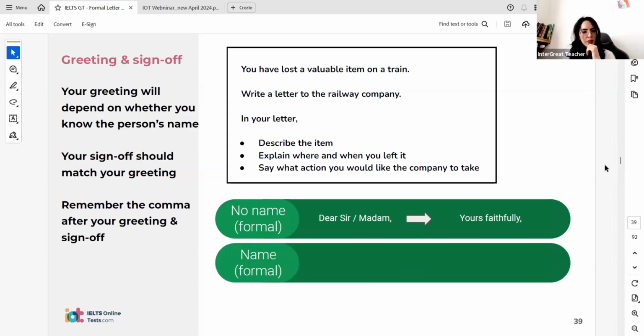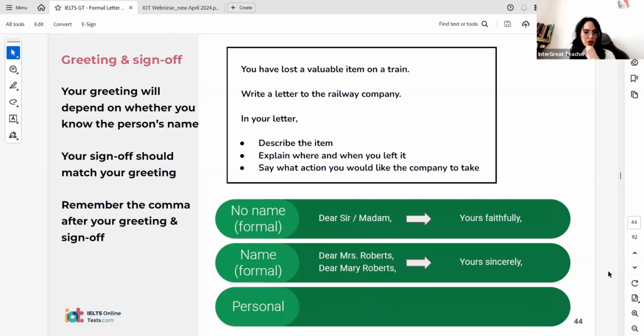If I'm writing a formal letter and I know the name of the person, I start with their title. So Mrs., Mr., Professor, Doctor, and so on. And the sign off would be yours sincerely, right? Personal, hi or dear, just the first name. And then you can say all the best or see you soon or love or whatever.